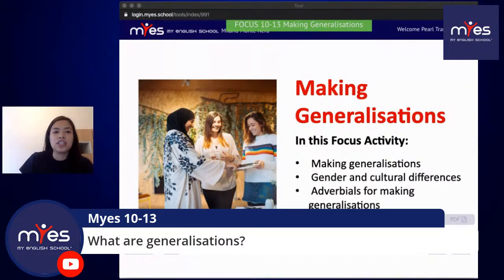Yeah, a generalization is a general idea or belief about a group or about something, right? The general belief, a common belief that people think about maybe a person, a thing, a place. It's similar to a stereotype.